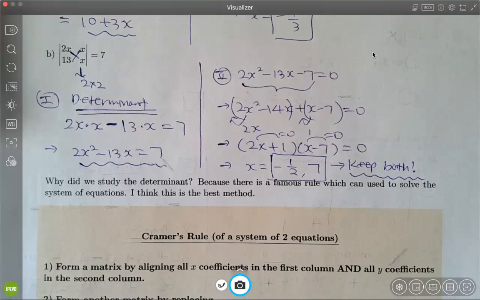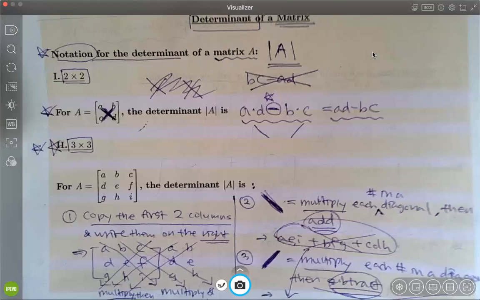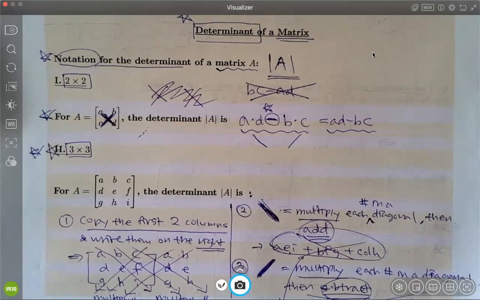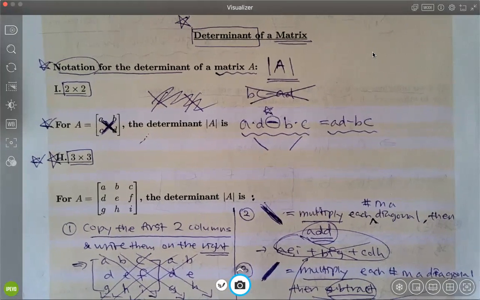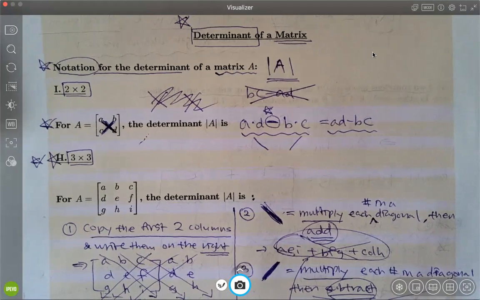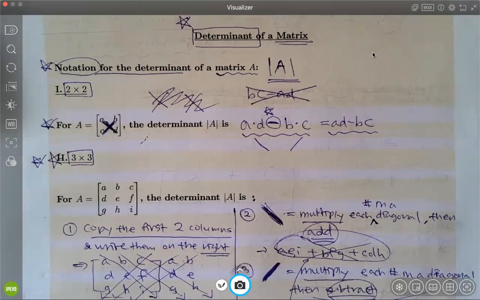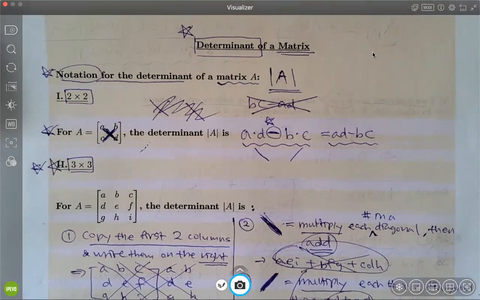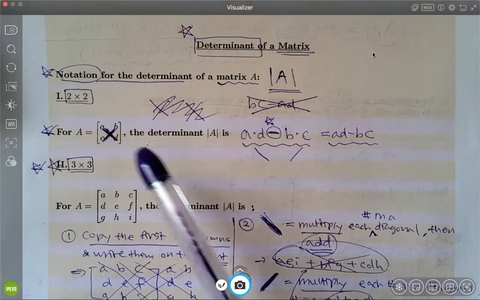Okay, so yesterday, what we talked about was this determinant. I kind of kept saying it's the discriminant, but it's not, right? It's the determinant. Okay, so remember the determinant. There are two cases: the 2 by 2 matrix, and then the 3 by 3 matrix.